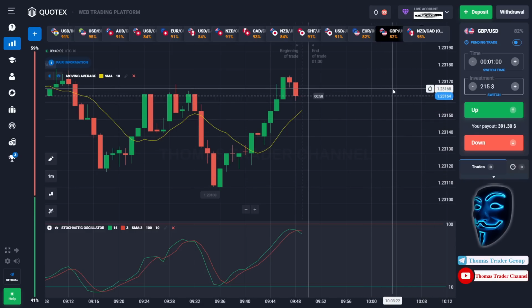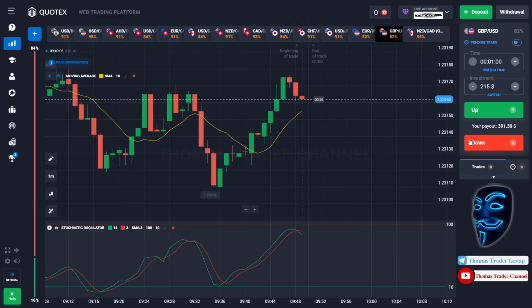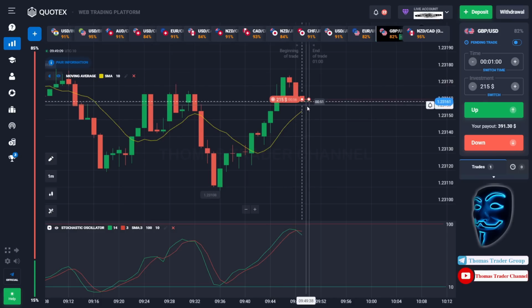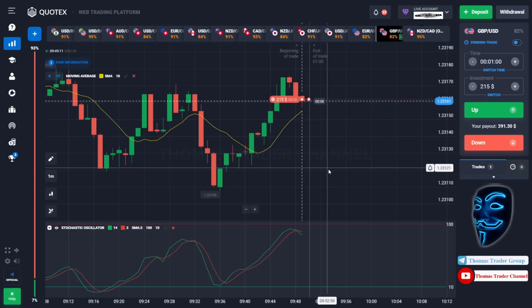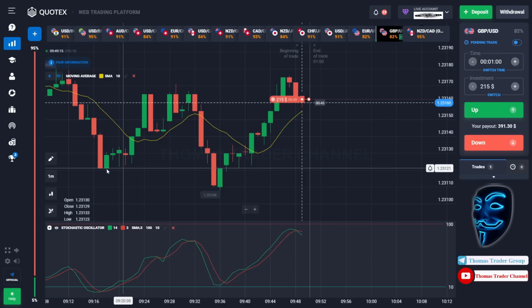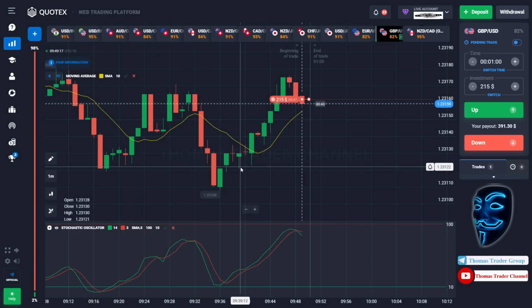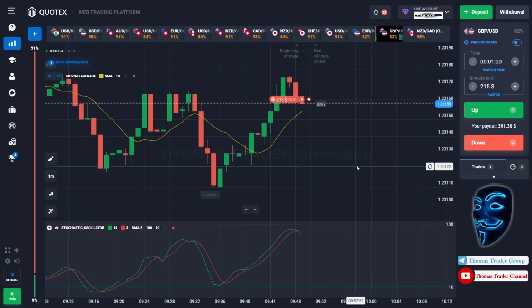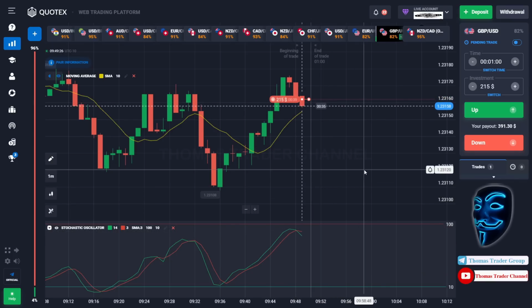And over here we still can open sell for 1 minute because I'm sure that the market will still continue the bearish trend and it will find the support area over here before it makes a rebound. And the stochastic oscillator is also facing bearish trend. Let's prove it and let's wait till the end of our trade.